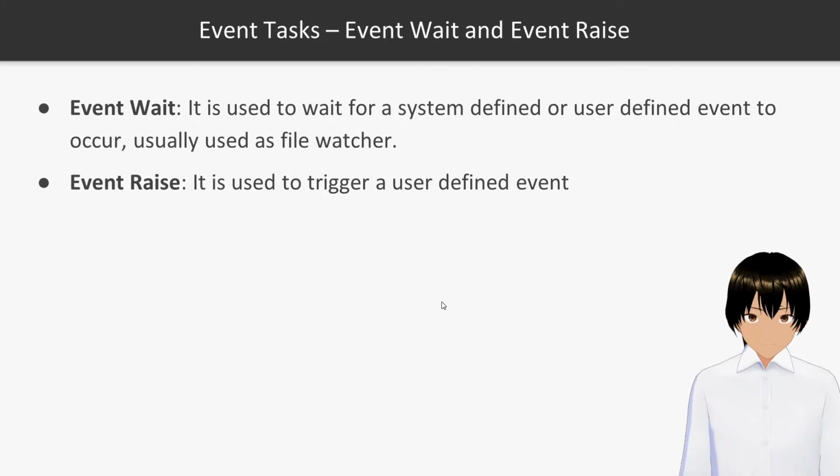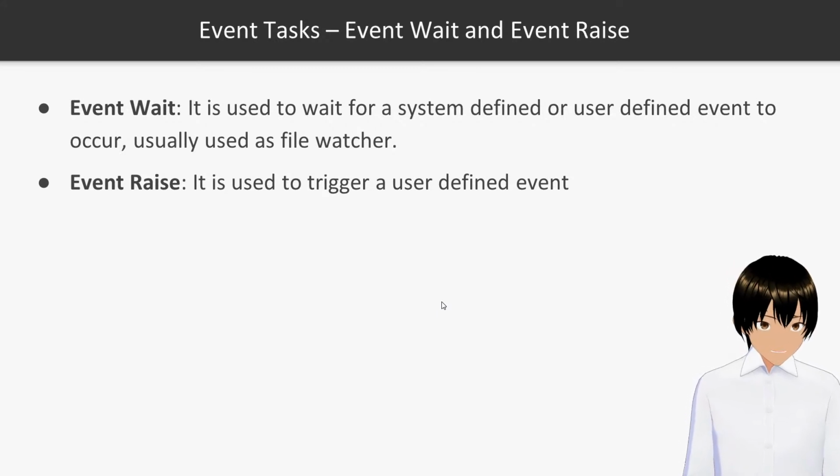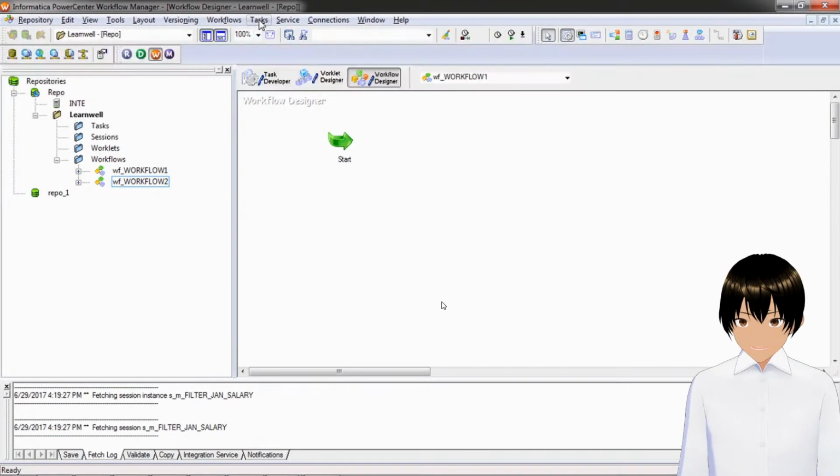Event wait. Event raise. Event raise triggers a particular event in the workflow. Event wait is to wait for a system-defined or a user-defined event. Create an event wait task in Workflow Manager.